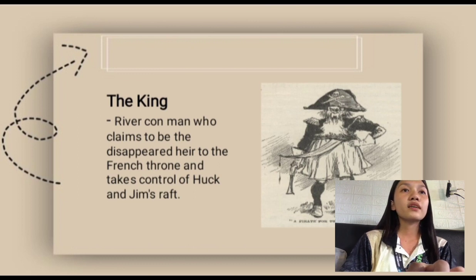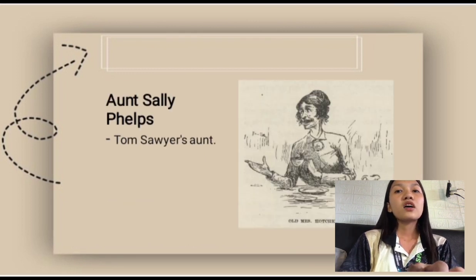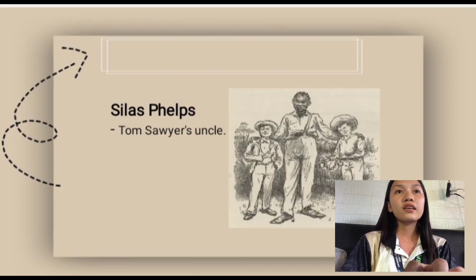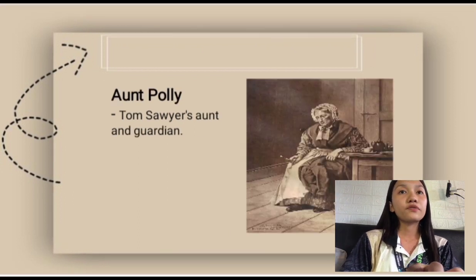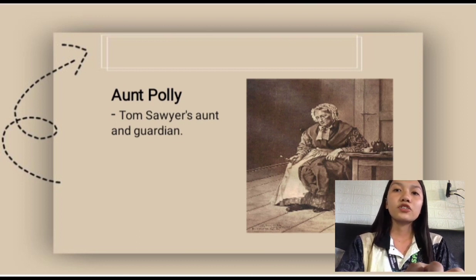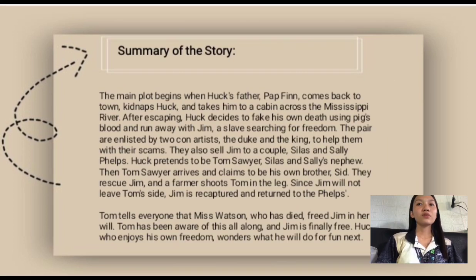The next one is Aunt Sally Phelps. Aunt Sally Phelps is Tom Sawyer's aunt, and his uncle is Silas Phelps. The last character of the novel is Aunt Polly. Aunt Polly is Tom Sawyer's aunt and guardian. Now moving on to the book summary of the novel Adventures of Huckleberry Finn.